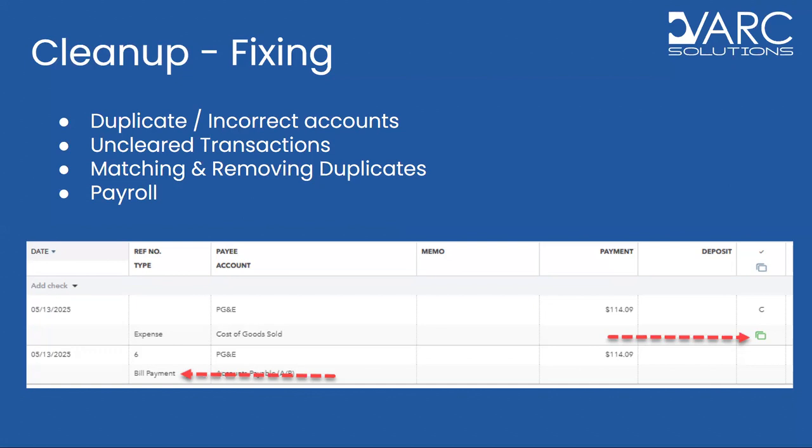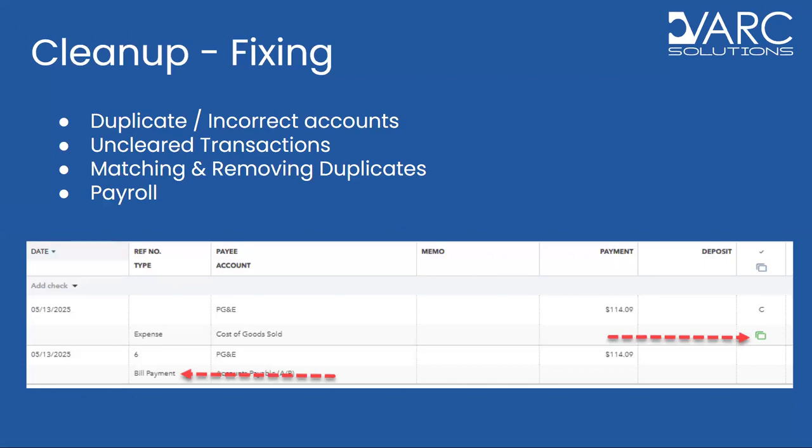In this example, you have a bank feed entry that was entered as an expense and a bill payment that are for the same thing. Make sure you delete that bank feed fake expense. In QBO, it'll go back to the bank feed, and then you can use the real transaction to match to. And then finally, the bane of my existence, I have to mention payroll.